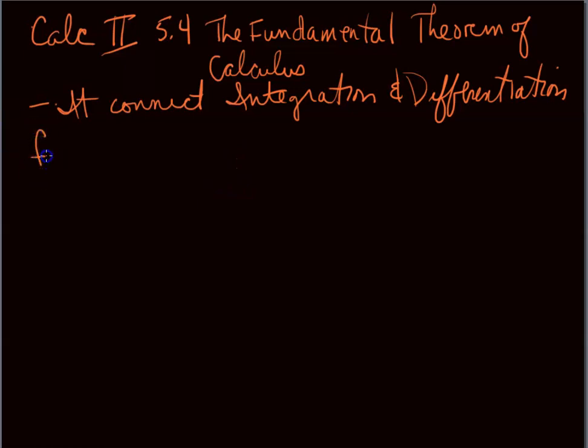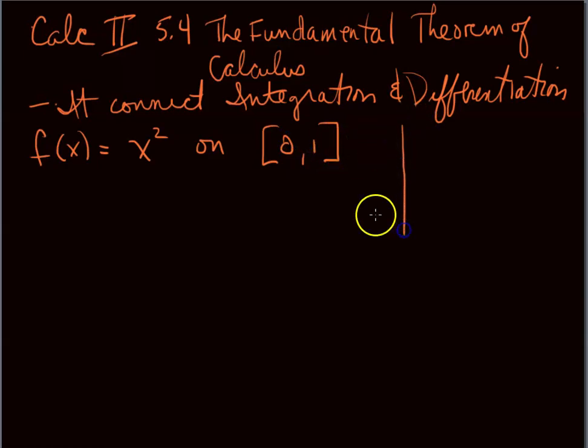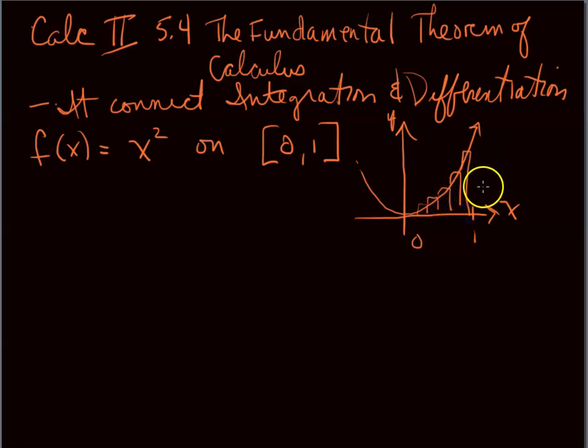Suppose you've got the function f of x equals x squared on the interval from 0 to 1. Let's draw a picture. From 0 to 1, x squared is just the parabola opening up. Let's call this 1, and of course this is 0. If we take a bunch of rectangles here, remember for a Riemann sum we can use whatever we like, so we're going to use the ones that are sort of easy.